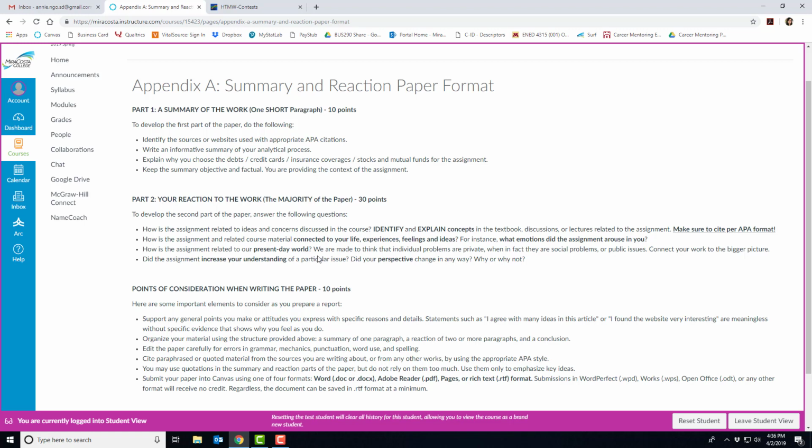Third bullet is how does it relate to our present day world? Again, I want you to think big picture. What do stocks and mutual funds have to do with the larger society, our economies, our country, our world? And then the last bullet is did it increase your understanding on the topic of stocks? Did it change your perspective in any way?